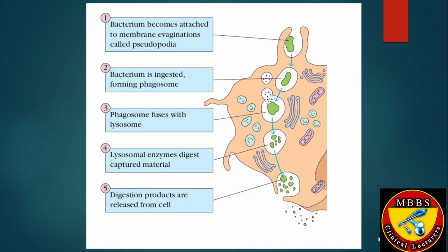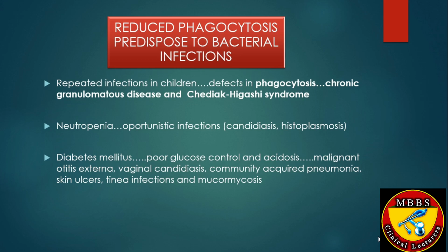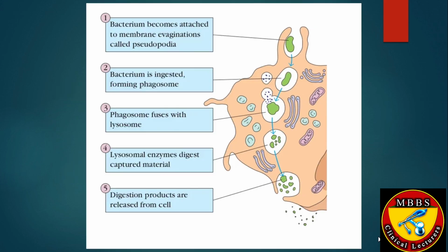So actually what is happening inside the cells, what is the basic phenomenon by which the bacterium is killed inside the phagosome? This is dependent upon degranulation, meaning the degranulation of lysosomal granules, and also the production of hypochlorite ion. So if somebody asks how a microorganism is killed inside the phagosome, your answer is that it is due to the lysosomal degranulation and production of hypochlorite ion.